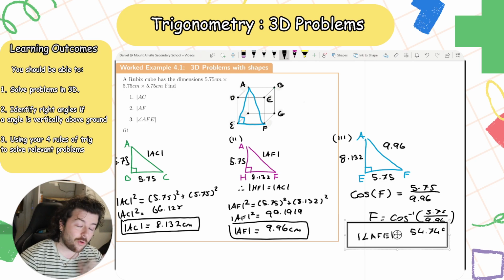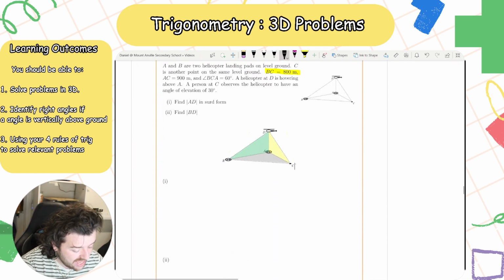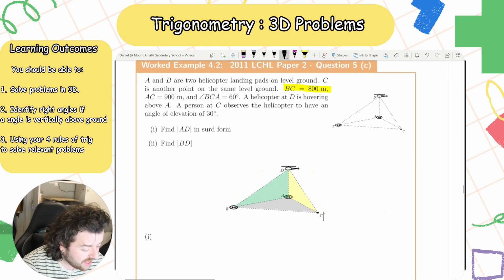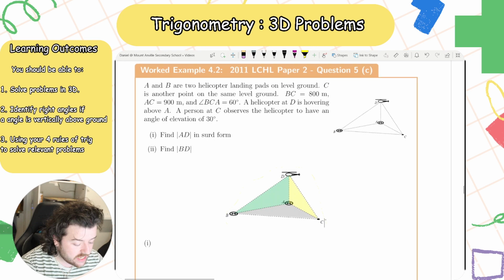So that is just an example of 3D problems where we're working within a cube, prism or cuboid. Another one I want to look at now is this one right here. We're dealing with a helicopter. This is from the 2011 Leaving Cert. This is part C of a question.